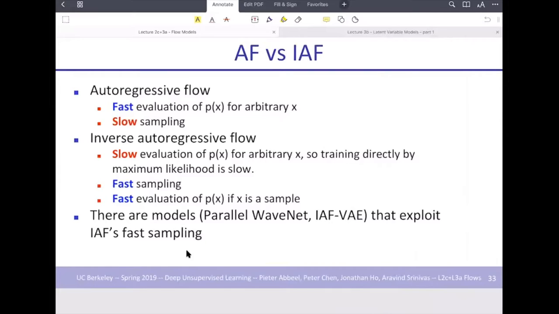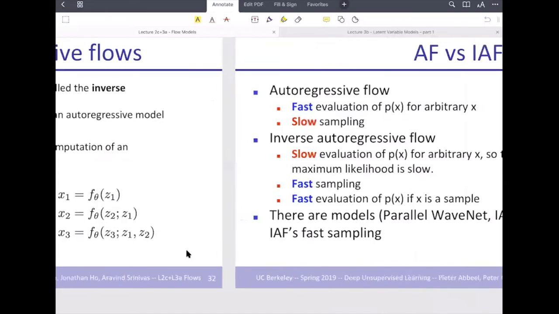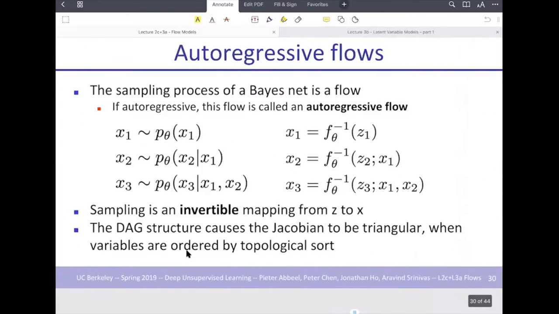So the idea is that there's a certain trade-off, which is that because certain things can be parallelized when you're computing or evaluating certain stuff, it becomes fast, and then other things are slow. Let's just dive into the autoregressive flows. So for this part, the sampling process of a Bayes net is called a flow, and we can visualize it over here. So this is a simple Bayes net, and from this we can calculate the probabilities.